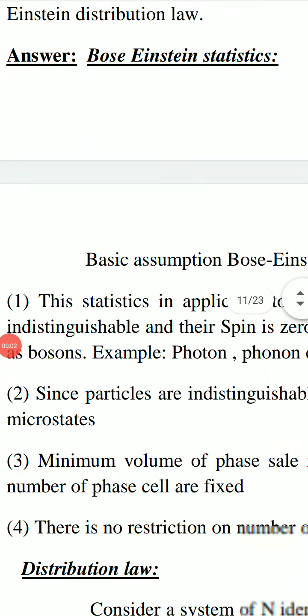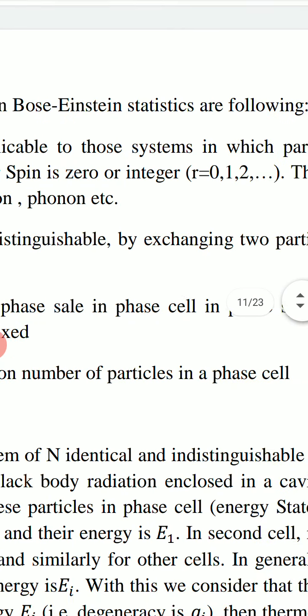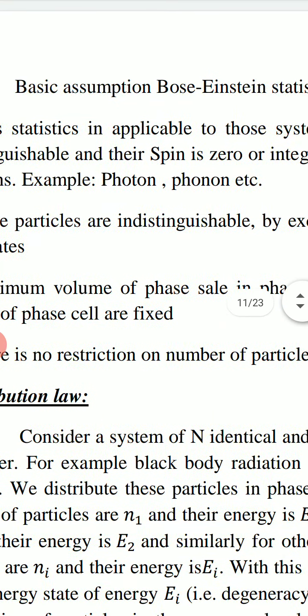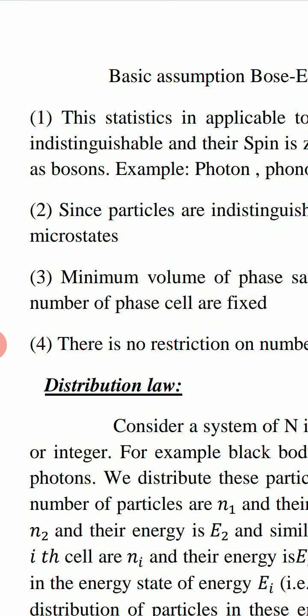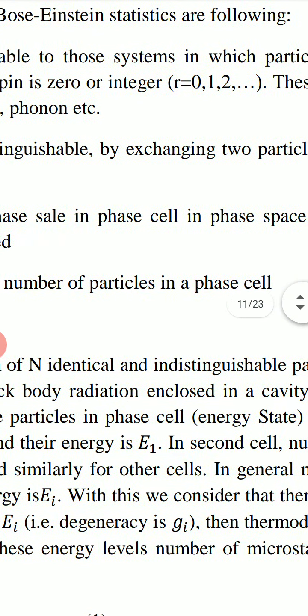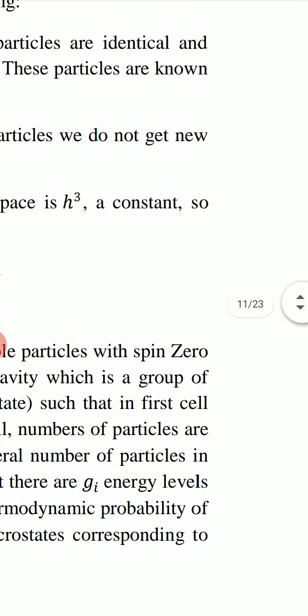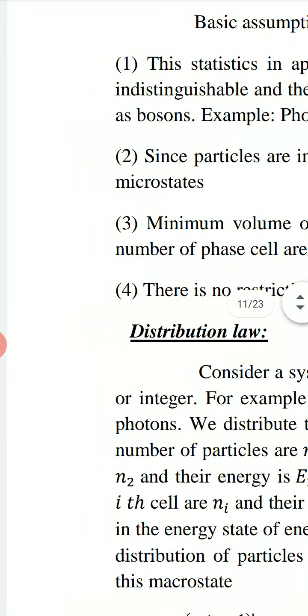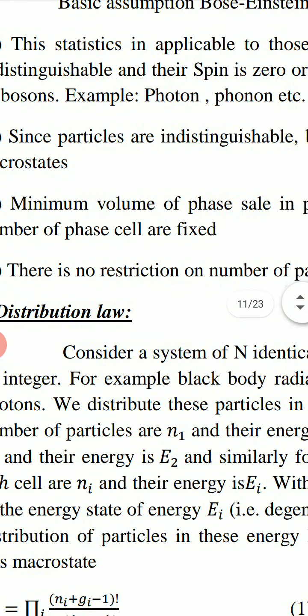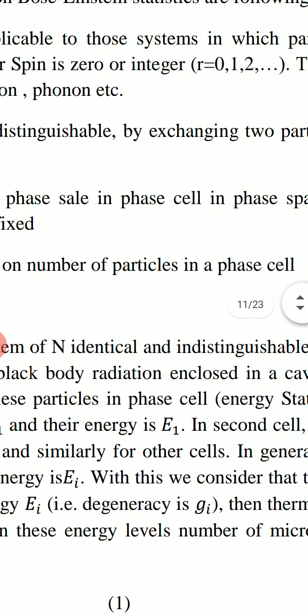Today's topic is Bose-Einstein statistics. Basic assumptions of Bose-Einstein statistics are the following. Number 1, this statistics is applicable to those systems in which particles are identical and indistinguishable, and their spin is zero or integer.